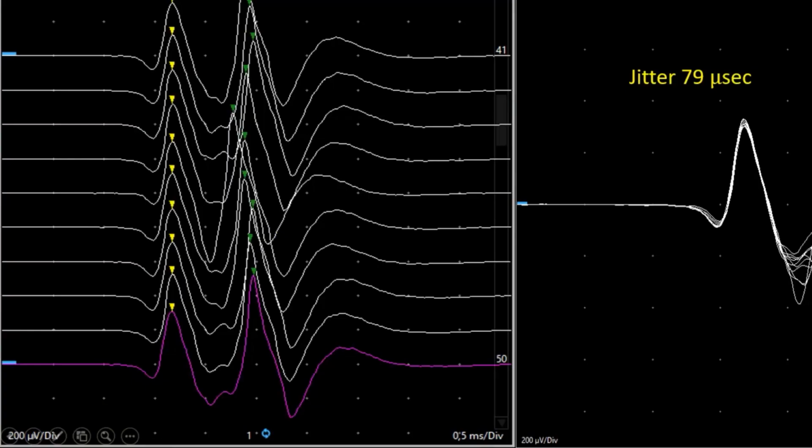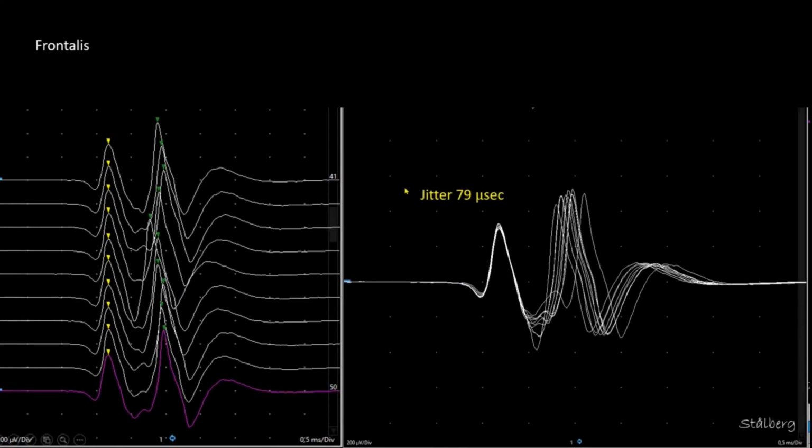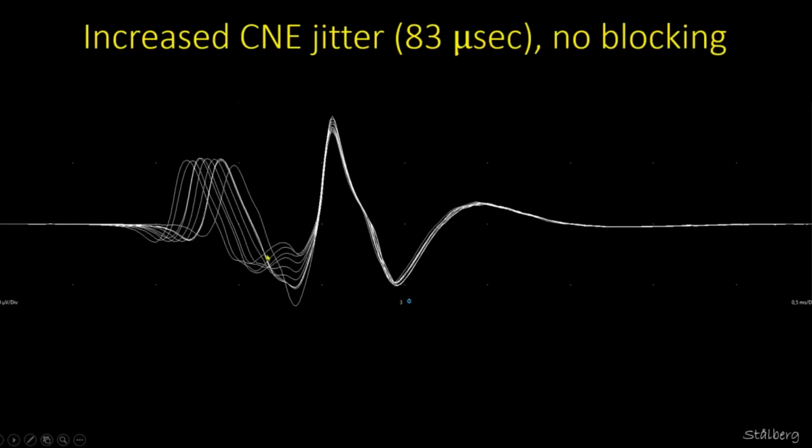Here is another equipment. We just show the same thing again. We trigger here, and here we have the variation of the second potential. And here they are shown in raster mode. Here is a situation where we trigger on the second one, and we see the large jitter here. This is increased. This is abnormal.